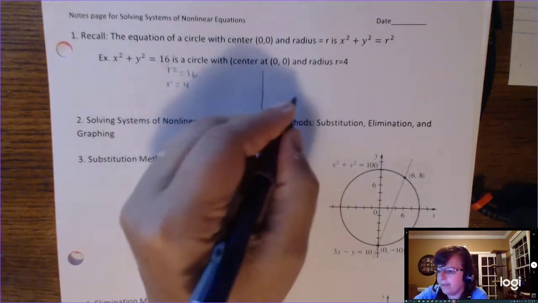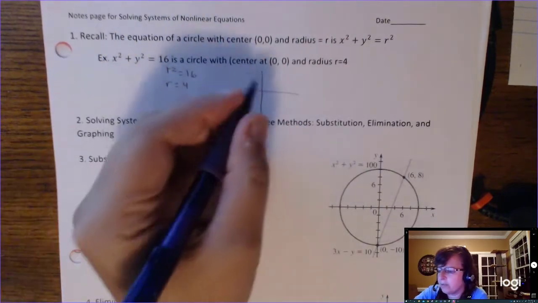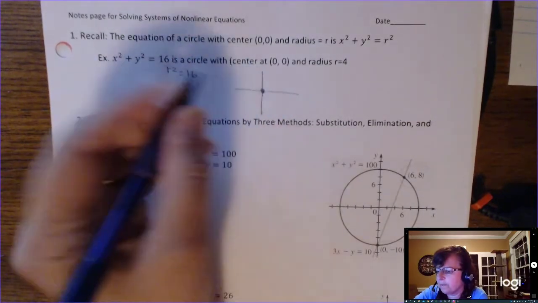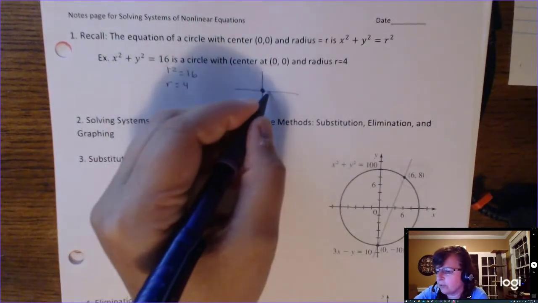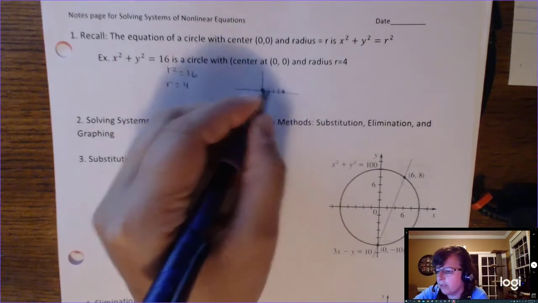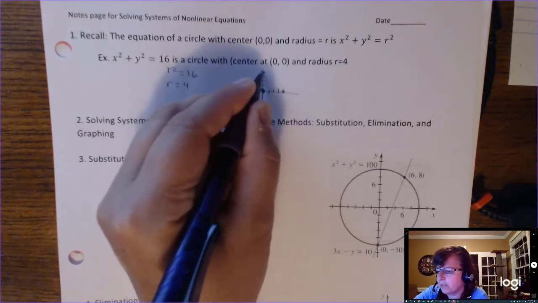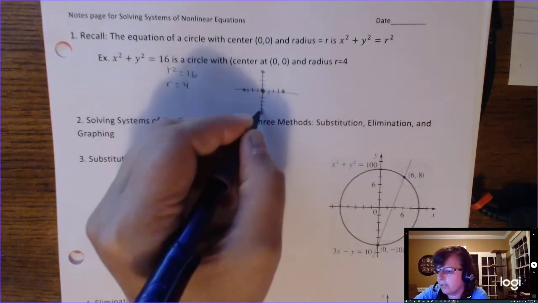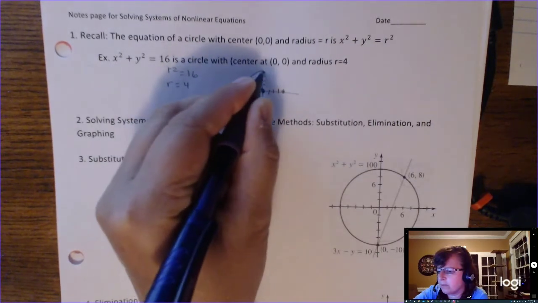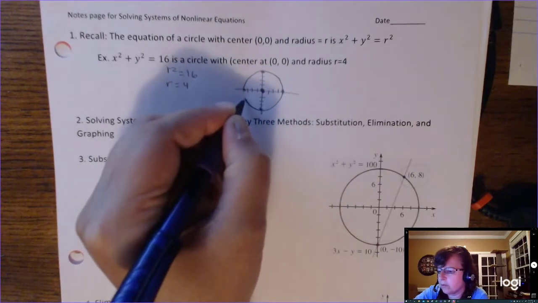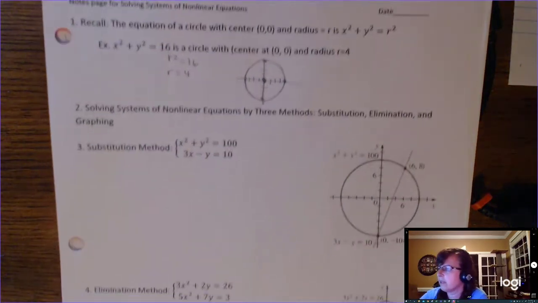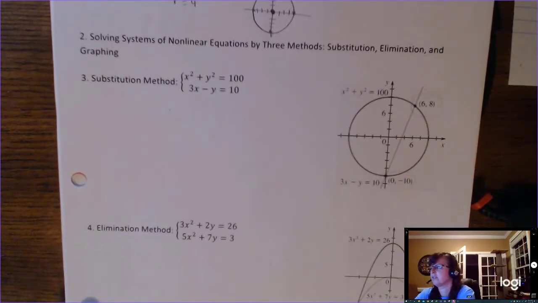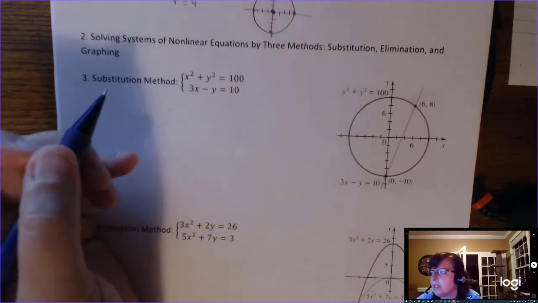And to graph the equation of a circle, there's no translation, so the center is 0, 0. And then the radius is 4, so you go out to the right 4, up 4, left 4, down 4, and then you just do the best circle you can draw. Okay, so that might be helpful because I want you to visualize what you've got here before you do anything.